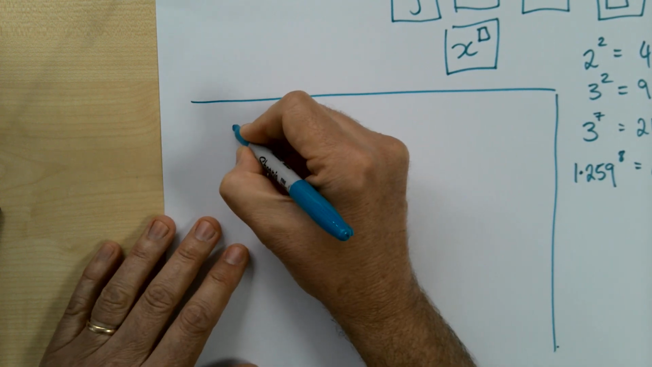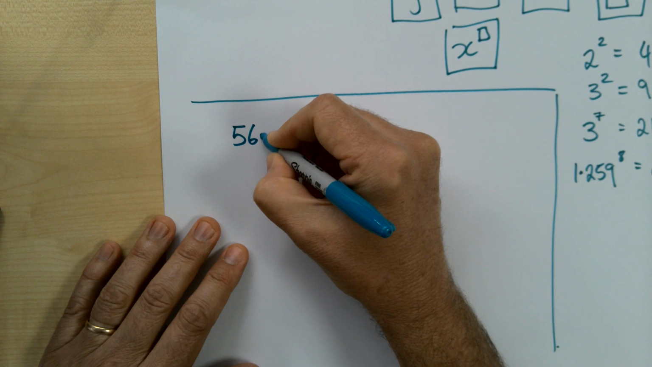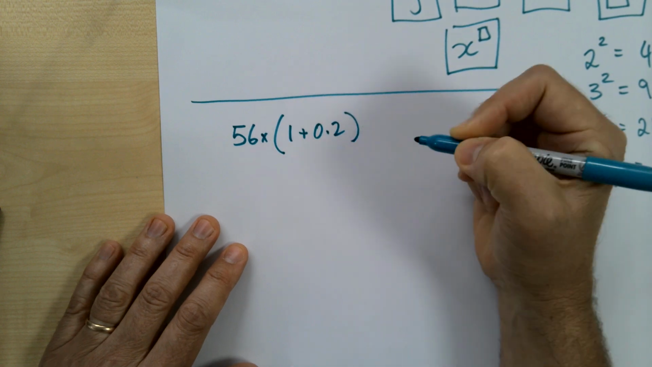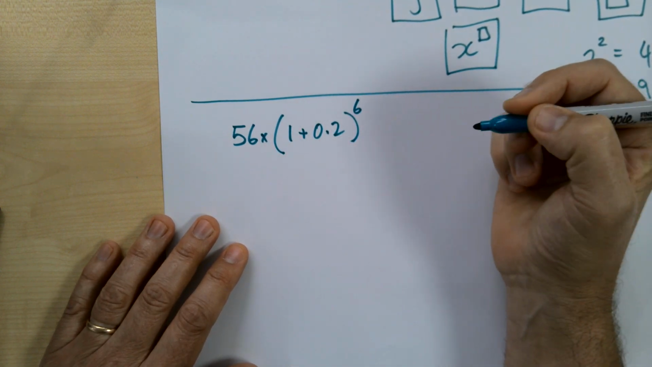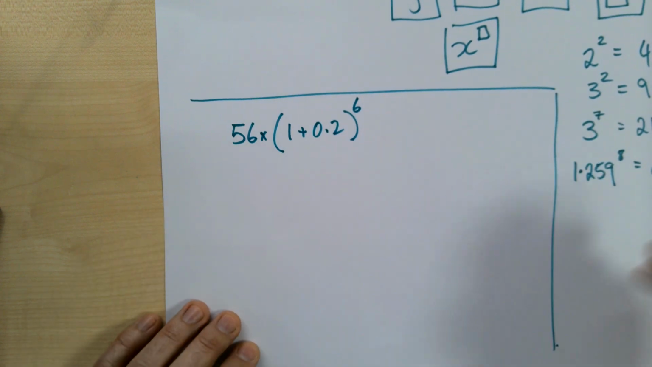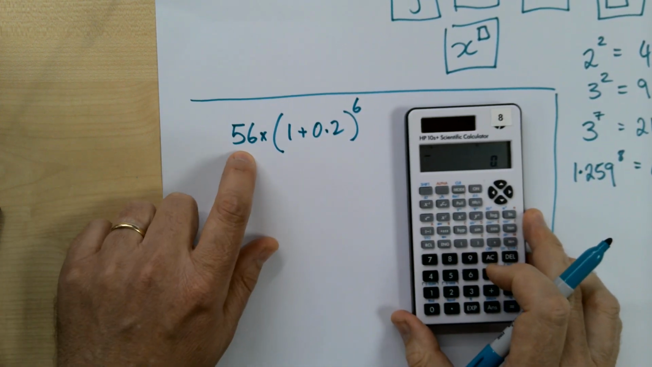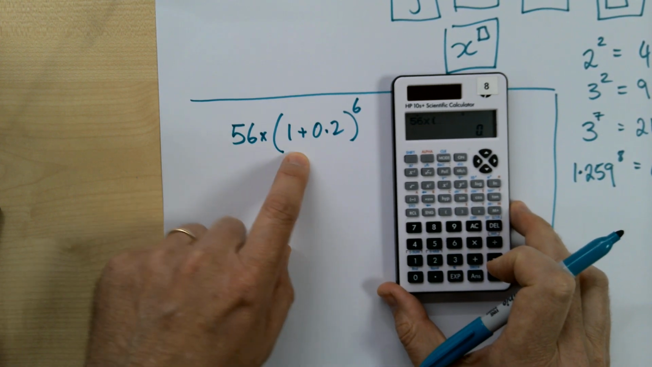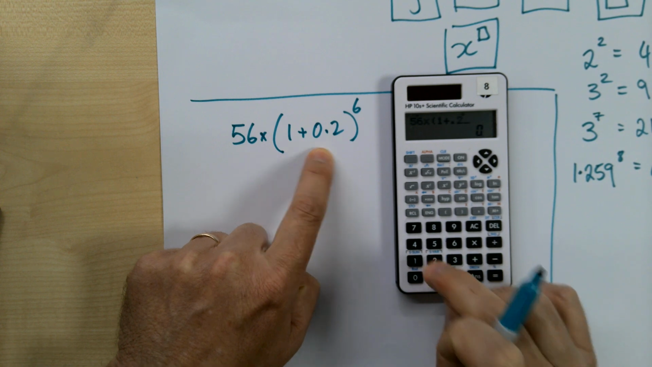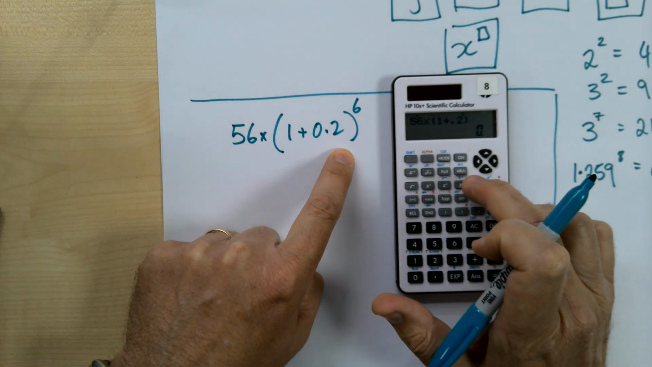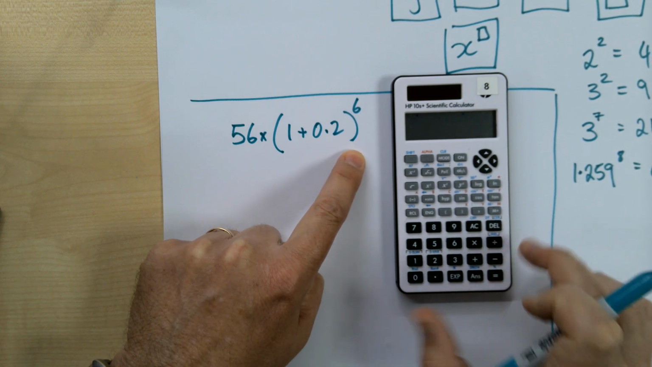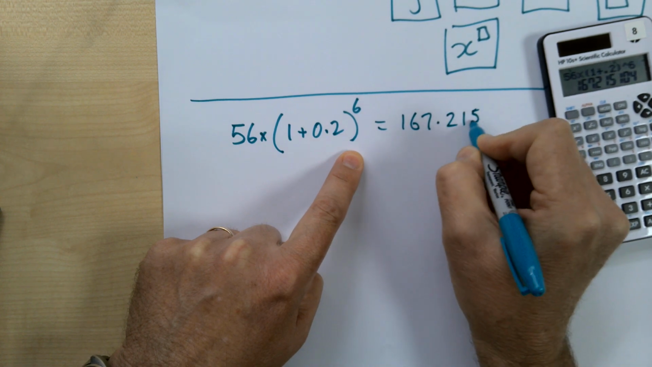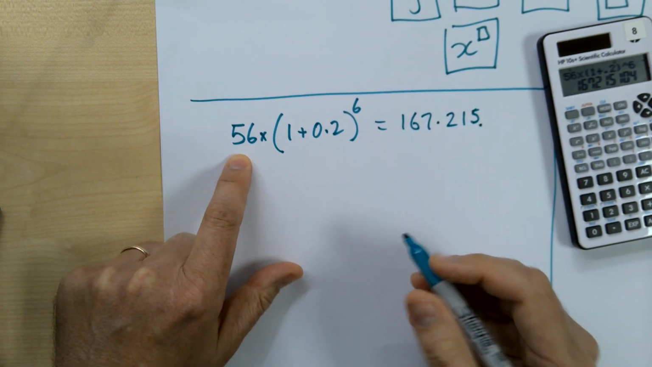You'll need to do things like this. 56 times 1 plus a decimal, say, then to the power of 6. Now you can just feed all of this into the calculator in one go. So we go 56 times, open the bracket, 1 plus 0.2, close the bracket, to the power of 6, equals 167.215.